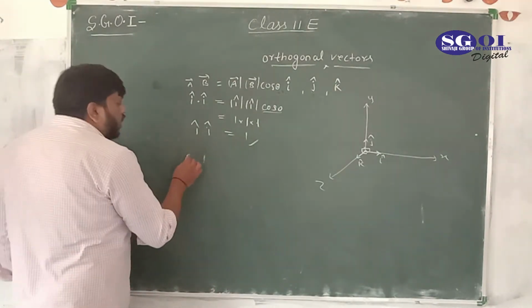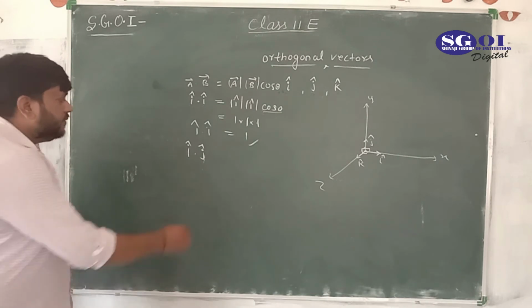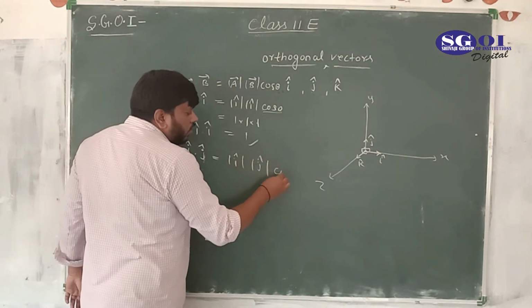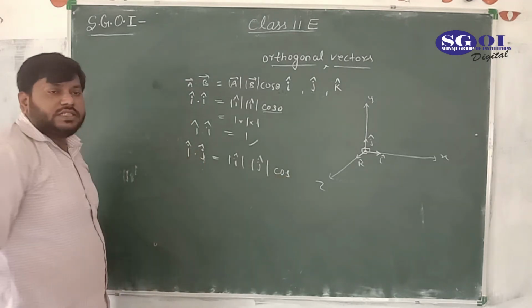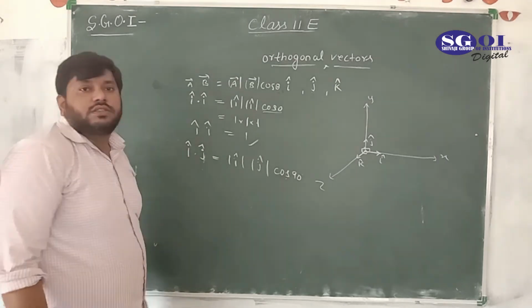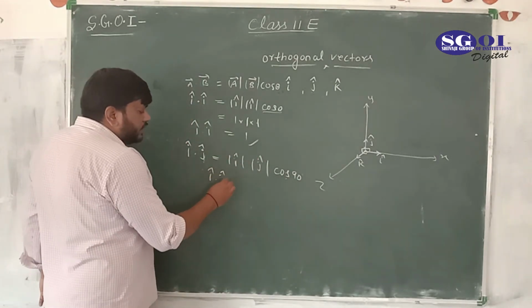Okay? Now, i dot j. What is i dot j? Let's see. i dot j is mod i mod j cos theta. The angle between i and j, I have already told you, is 90 degrees. What is cos 90? 0. So the result will be 0. i dot j is 0.